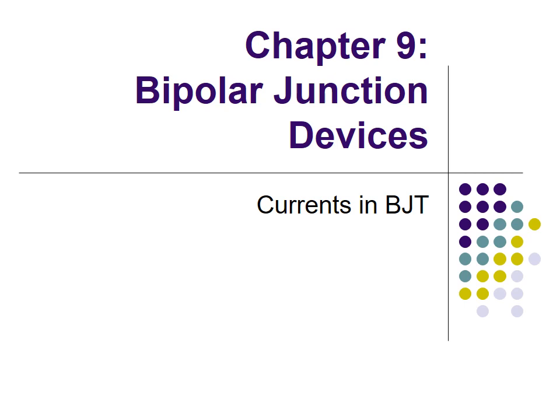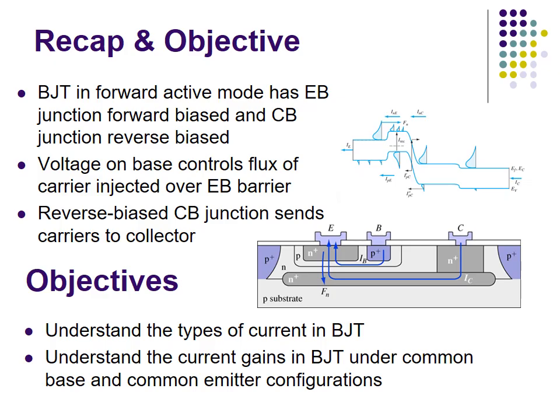Hello everyone, Assalamualaikum. We are now going to continue with the topic on currents in BJT. We have learned that BJT in active mode has the EB junction in forward bias and CB junction in reverse bias. We have discussed the current flow during the active mode, in which the carriers from the emitter are injected to the collector, passing through a thin base and moving to the collector.